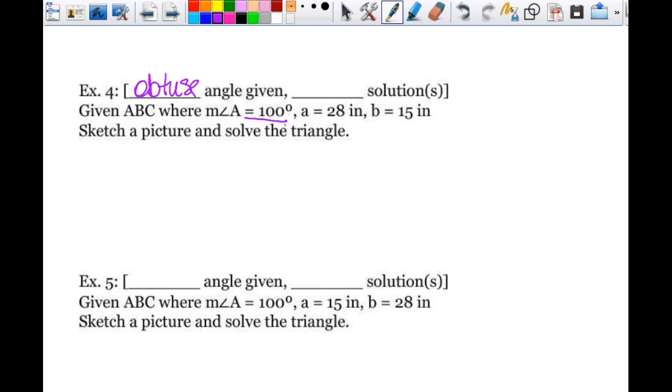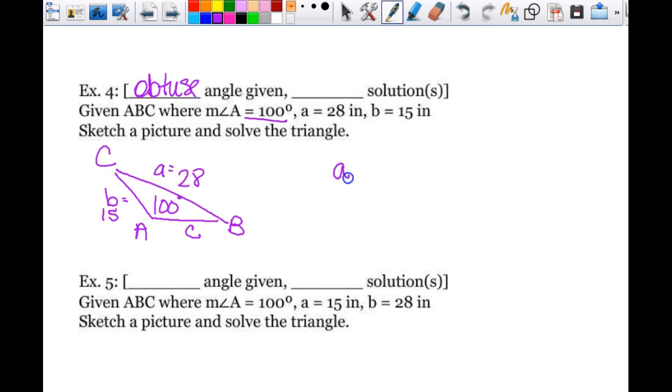So when I draw my triangle, here's angle A. It's 100 degrees, right? So little a is 28. This is angle A, this is little a, this would be my little b, which is 15, and this is capital B. We're not actually going to solve this one, just figure out how many solutions. You can't get 2. If you get 1, you get 1. If you don't get any, then it's no solution. But A is greater than B. What happens when A is greater than B? How many solutions do you get? 1.